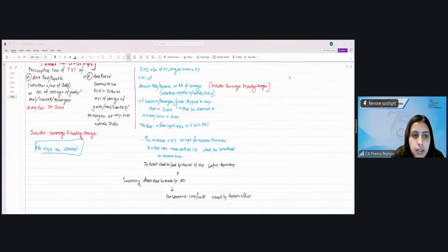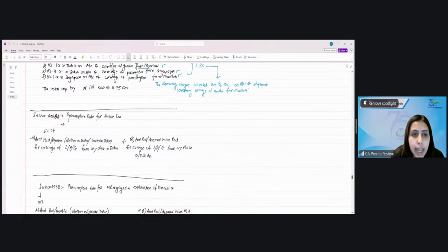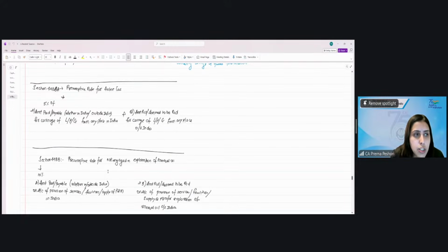Is this clear, students? Then next is 44BBA, which is for the airline company. The airline companies have an option to exercise this presumptive rate, which is a flat 5% of the amount paid or payable in respect of carriage from any place in India, or amount received or deemed to be received in India in respect of any carriage from any place outside India. Okay, so that is section 44BBA.